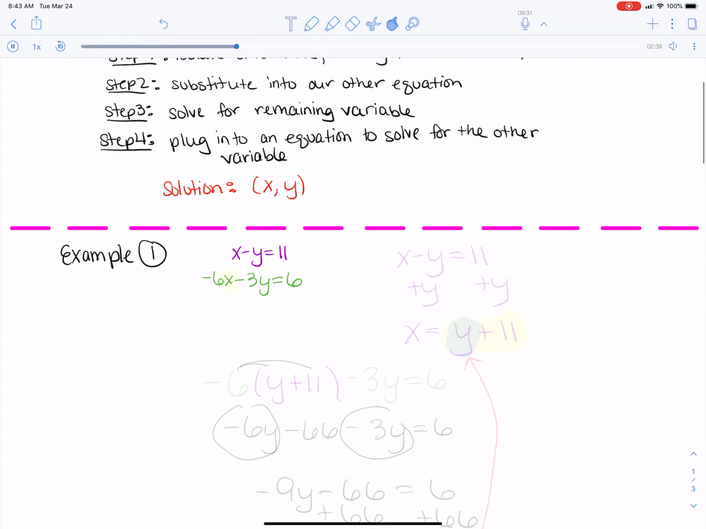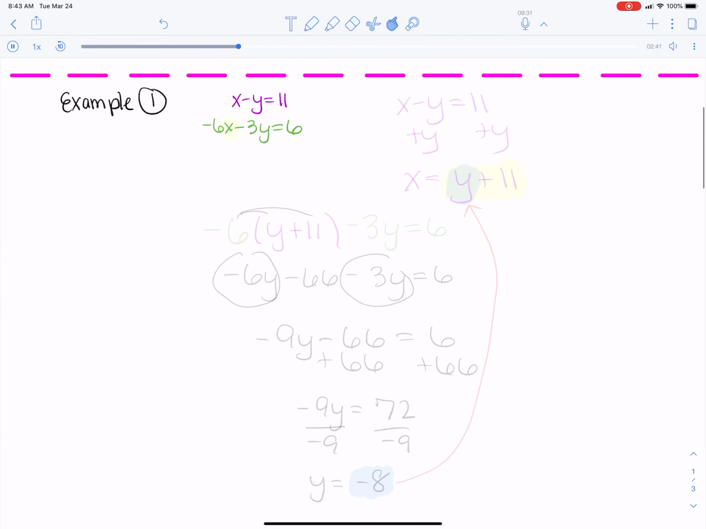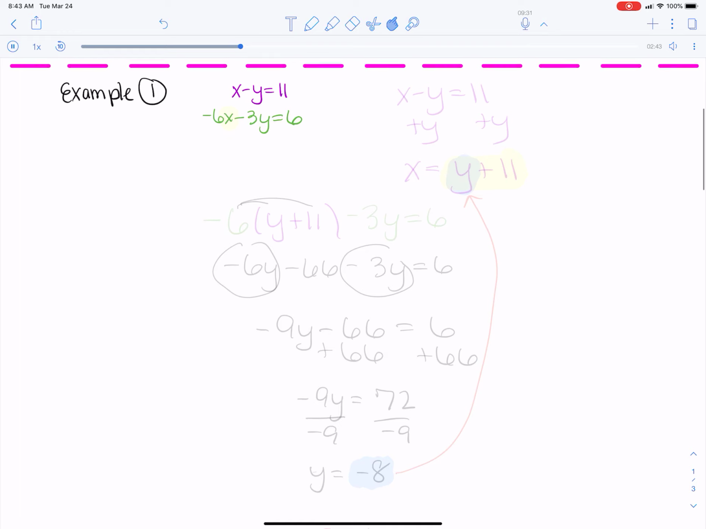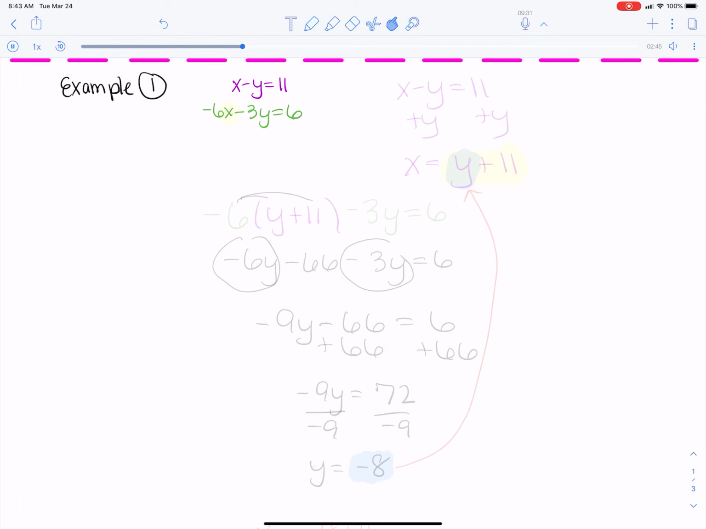All right, so let's take a look at our example 1. We have x minus y equals 11 and negative 6x minus 3y equals 6. We're going to look at each of these two equations and select whichever equation is easier to get a variable by itself. Now, in the second equation, each variable has coefficients in front of it, so that one's going to be a little more difficult. So I'm going to choose the first equation.